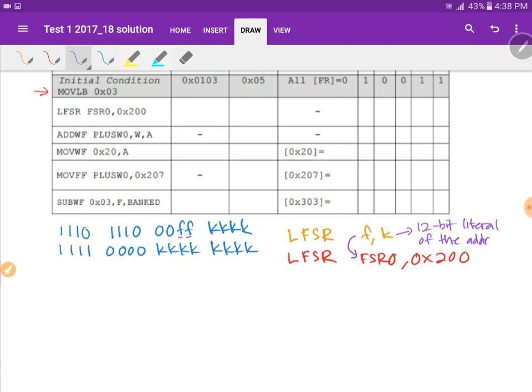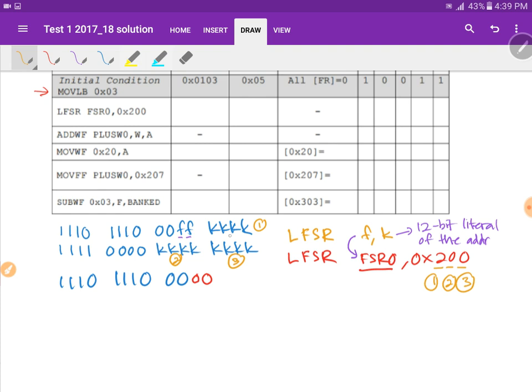Now we need to substitute the values. So 1110 1110 00. Now the FF, because we're choosing FSR 0, we're going to write as 0 and 0. And what about this? As you can see here, there is a 12-bit address: first 4 bits, 4 bits and 4 bits. Assuming this is the first nibble, this is the second nibble, and this is the third nibble. So this 4 bits here will represent the first nibble, this will be the second, and this will be the third. That's how the arrangement goes.